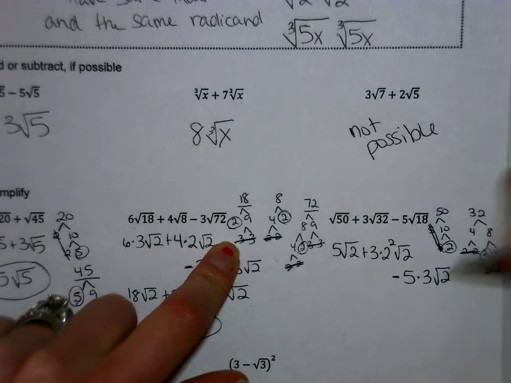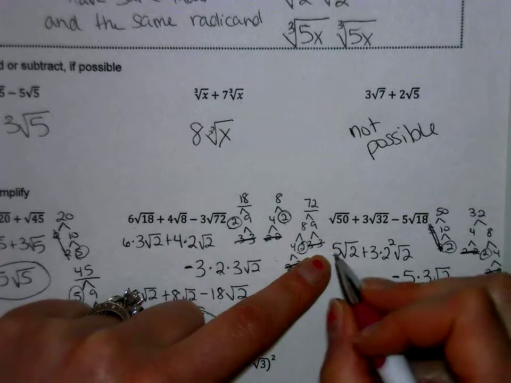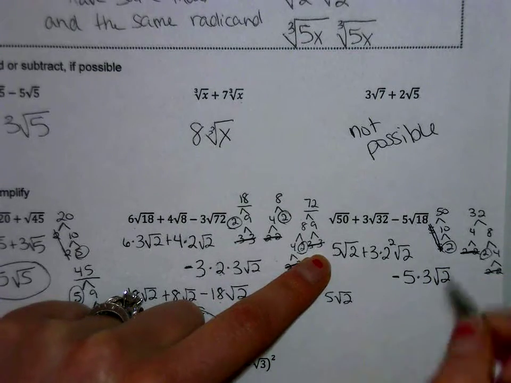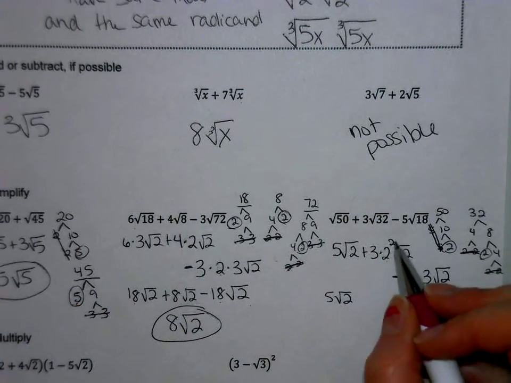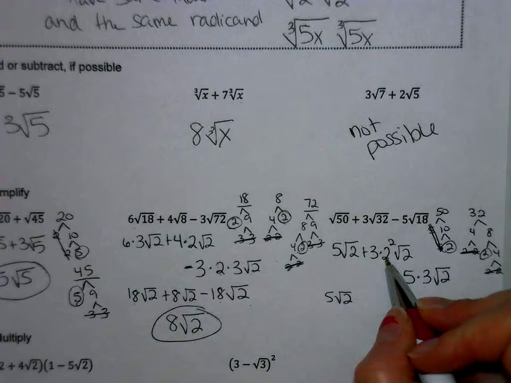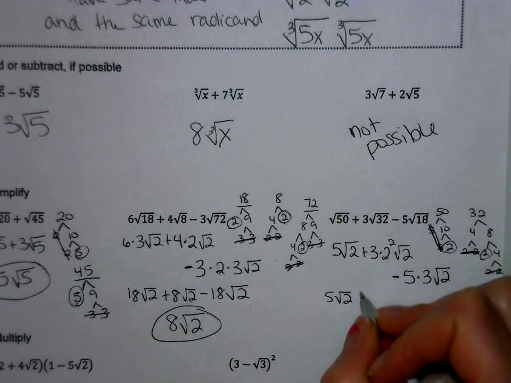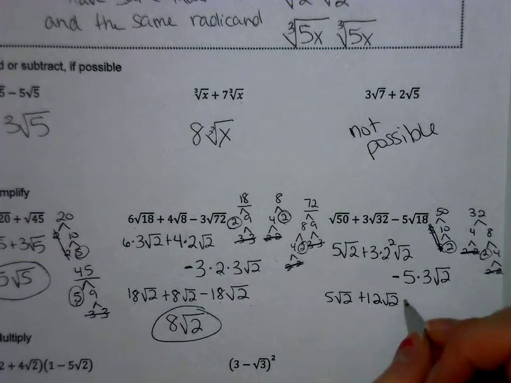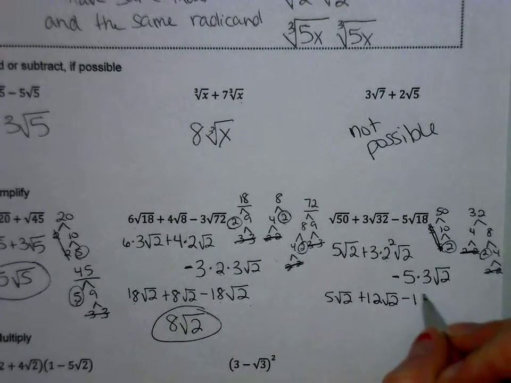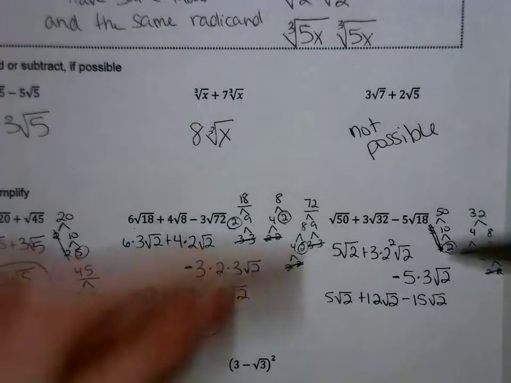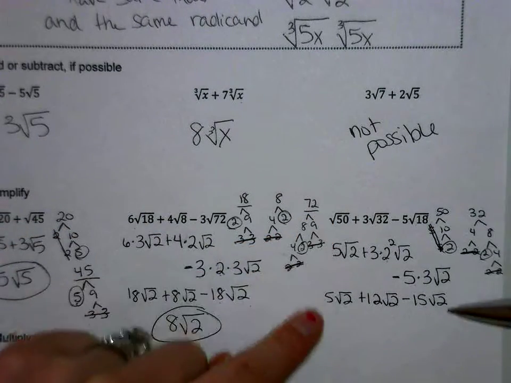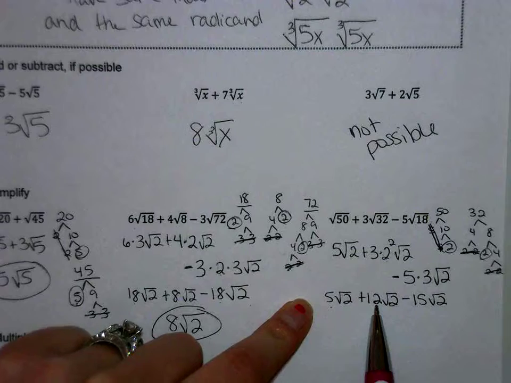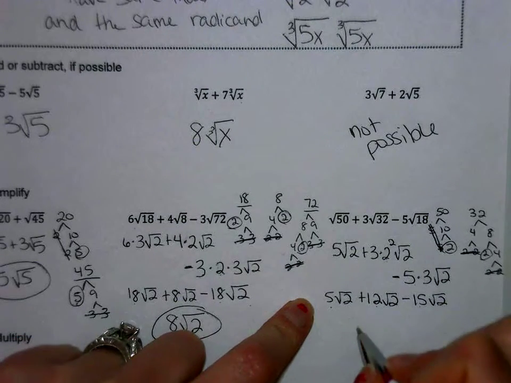So we still have 5 square root of 2, can't simplify that. 3 times 2 squared. Well, 2 squared is 4, so 4 times 3, so that means we end up with plus 12 square root of 2. Then negative 5 times 3 is 15. So this expression turns into this, so now we have 5 plus 12 minus 15, which becomes 2 with the square root of 2.